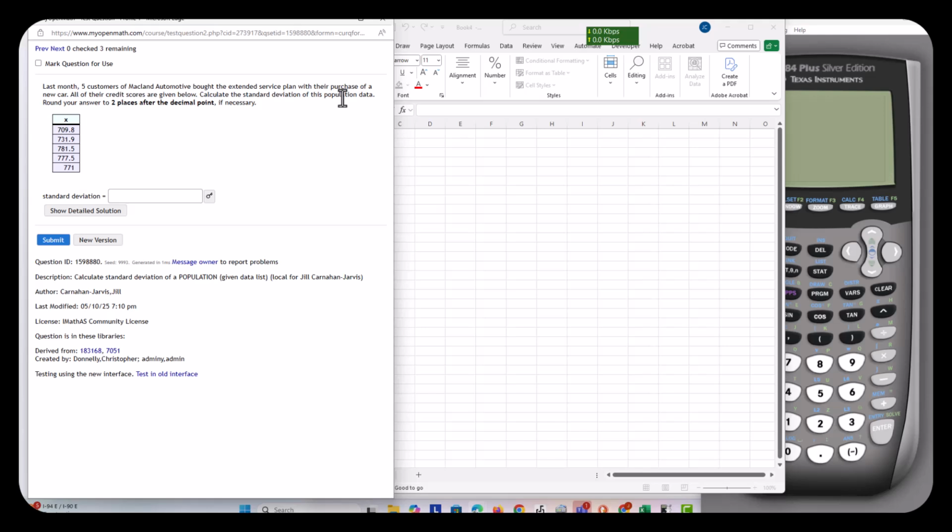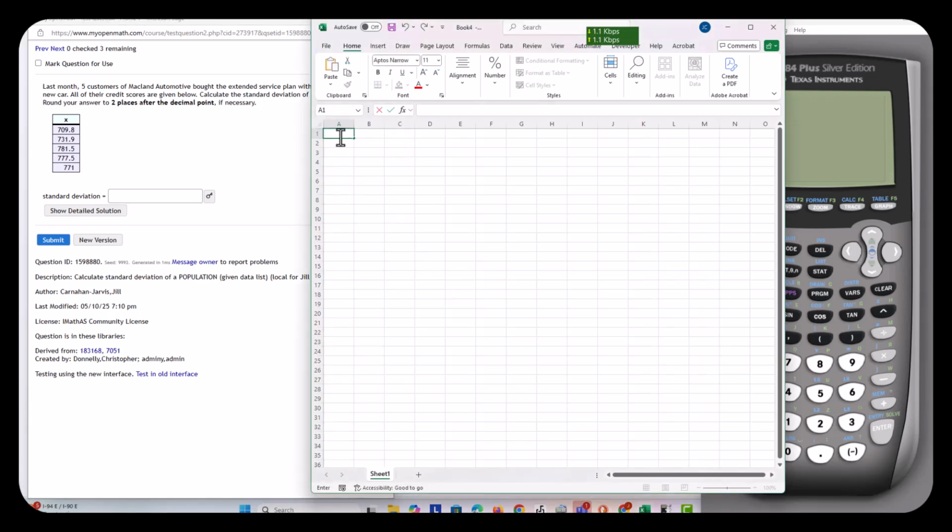So I'm going to show you how to do this. I'm not sure what this show detailed solution is. I'll probably take that out. So remember that StatDisk Online will not calculate population standard deviation. So I'm going to go ahead and enter these numbers in here.